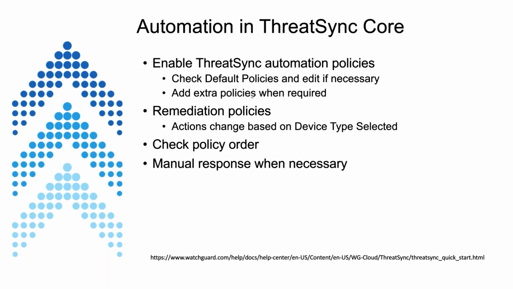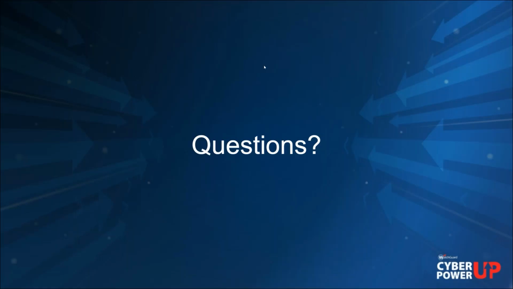And then you check your policy order because it's going to be based upon order of preference. You might have certain policies that if they don't apply, you specifically want it to go to the next policy and then take additional further action. And then with the amount of detail that is available within ThreatSync Core, you will also be able to have a manual response when necessary. Again, like I mentioned, every environment is going to be different. You might not want to have an automated policy that could take a critical asset like an application server or database server offline.